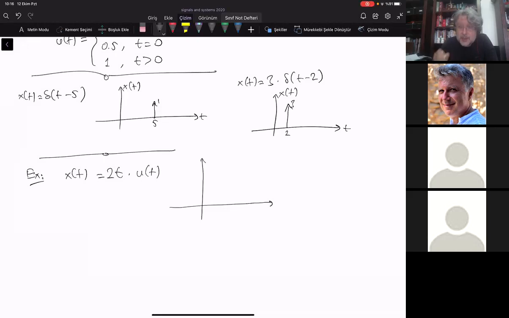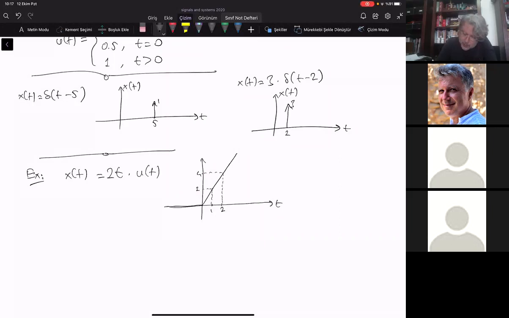Because of this times u of t, it is zero until this point. And after this point, the function becomes 2t. So it is like this, blowing up to infinity with a slope of 2. For example, at 1, the value here is 2, and at 2, the value here is 4, and so on. Right? It goes on like this. This is 2t times u of t.